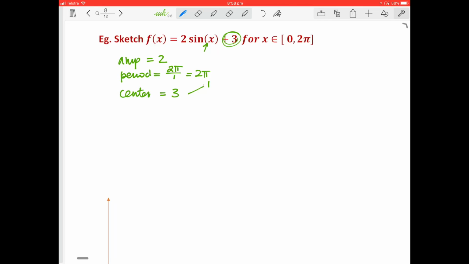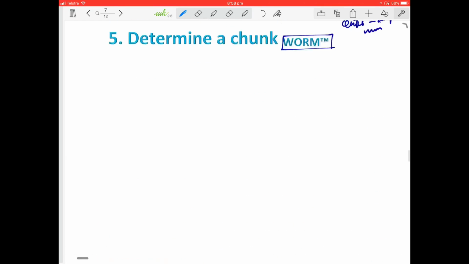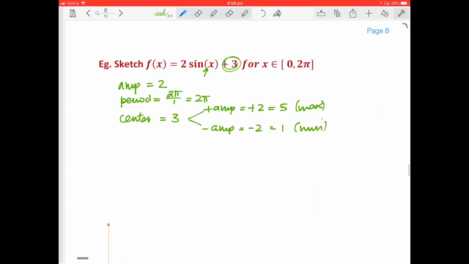Therefore, if we add our amp, we're adding 2, which is 5. So that's our max. If we subtract our amp, we're subtracting 2 from 3. 3 take away 2 is 1, so that's our min. So we know our lowest value of the graph and we know our highest value of the graph. Makes it easier to graph it because we know what our y values are going to be between. They're going to be between 1 and 5. That's our range.